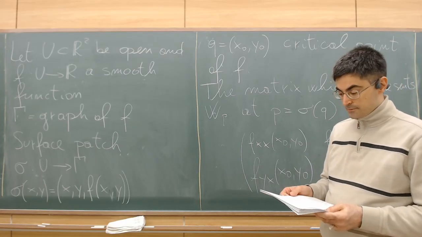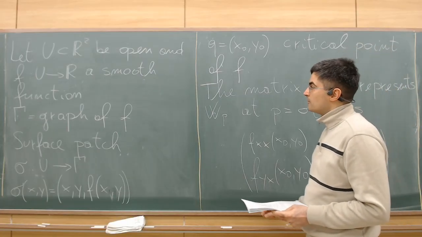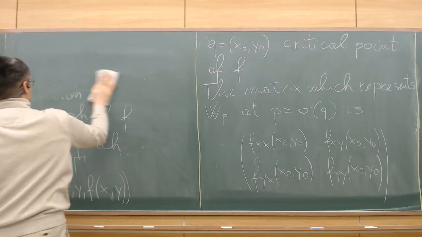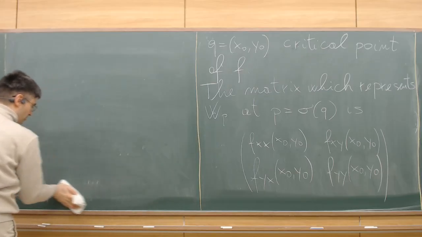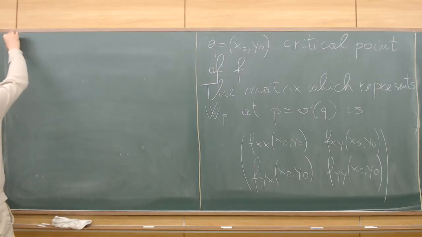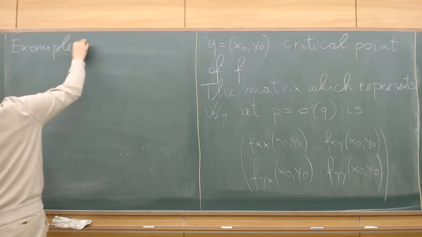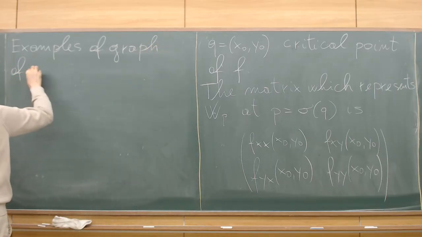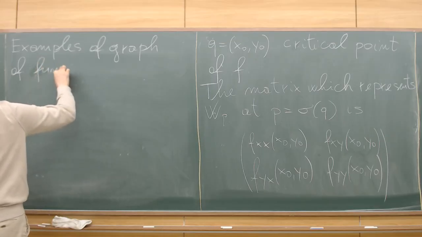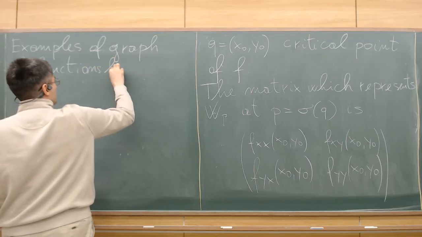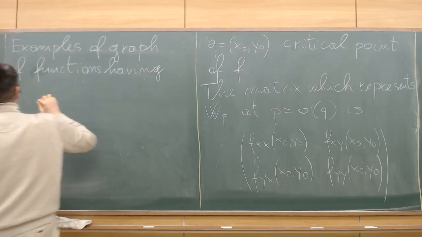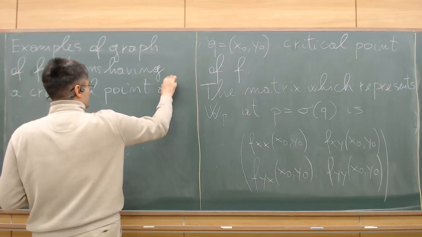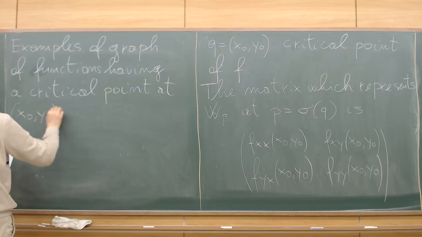Now I want to show you 4 examples of graphs of functions f having a critical point at x0, y0 equal to 0, 0.